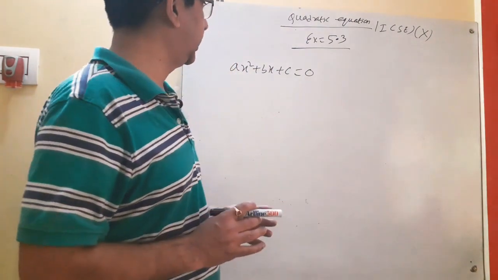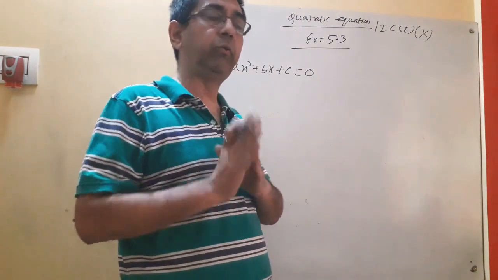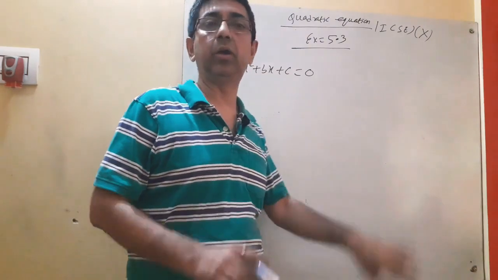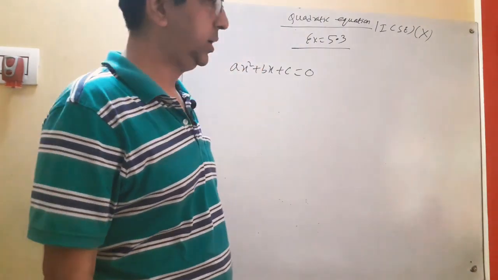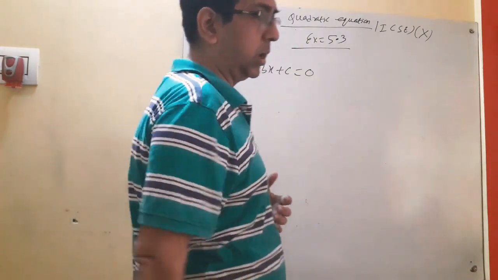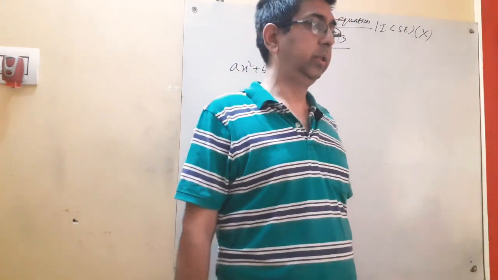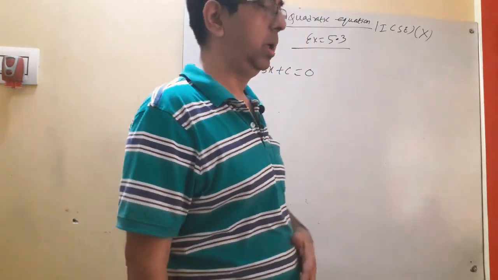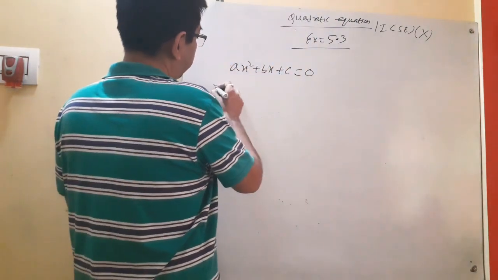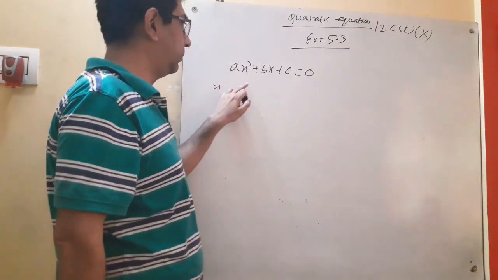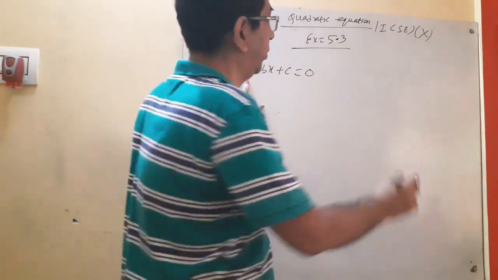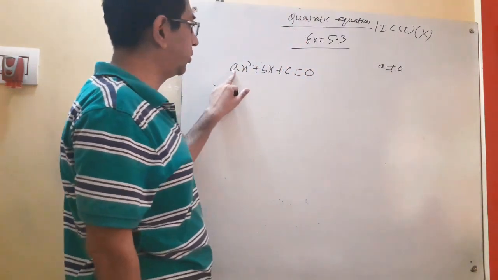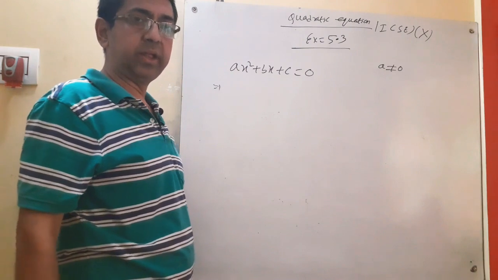The first thing is that you have to convert the equation into this form: ax square plus bx plus c equal to 0. Now, how the formula or how the value comes, this is called the Sridhar Acharya method. The formula is given in the book, but just see how it comes. The condition for this equation to be quadratic is a not equal to 0, because if a equals 0, it will not be a quadratic equation.